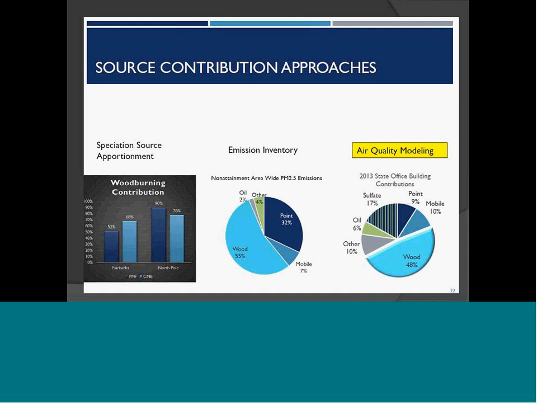Here's the chart on the lower right. What's the source of the sulfate, distinct from oil? There are several sources of sulfate. You can get sulfate from heating oil. You can get sulfate from diesel trucks. And when you're looking at the air quality modeling and those contributions, it's really difficult to tease out exactly what it comes from.